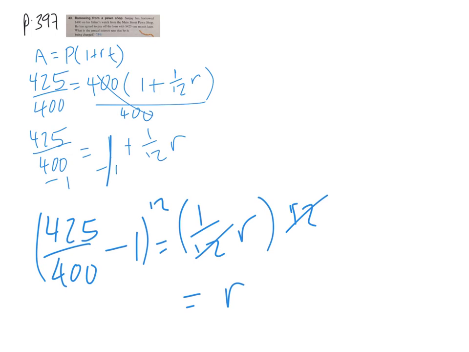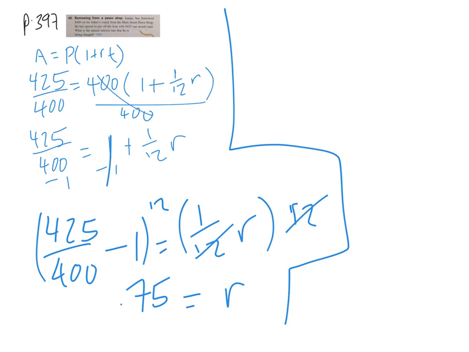So if you throw all this in the calculator, 425 over 400 minus 1, and then multiply it all by 12, you should get 0.75. Once again, they wanted an annual interest rate, so it better be a percent. R should be 75%.